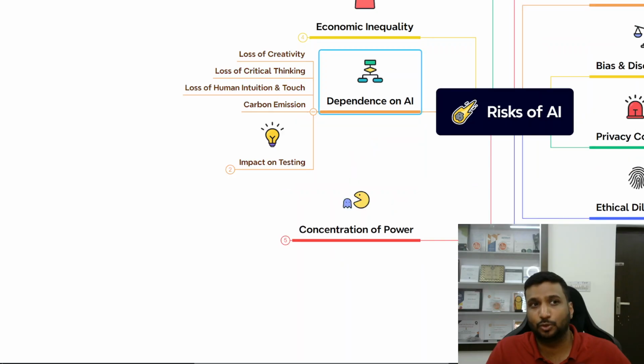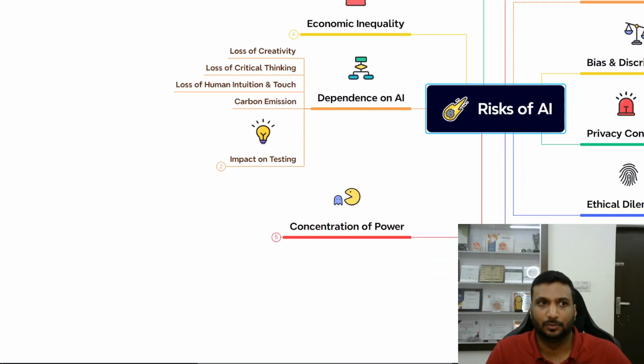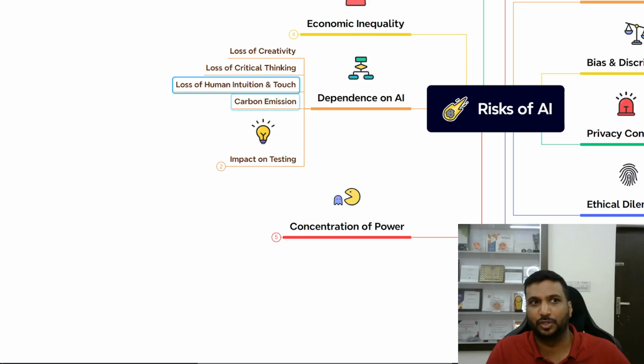Next is dependence on AI. If you are using AI for everything and too much, it could lead to loss of creativity. So not thinking, not doodling. I have found wonderful things by just doodling on pen and paper. So not doing these activities and not using actual critical thinking to think of weird cases, but always using AI to give you test scenarios and so on, and this lack of human intuition and touch is a problem.